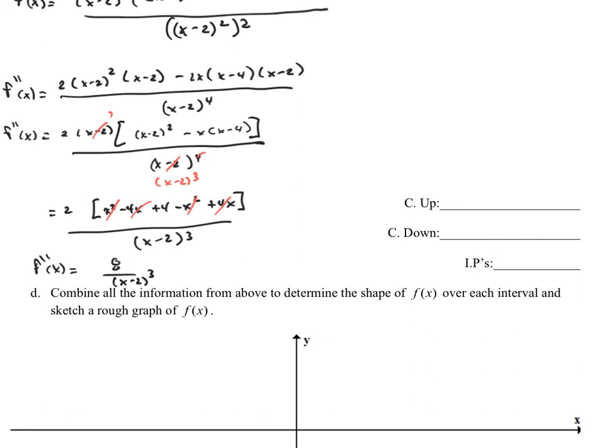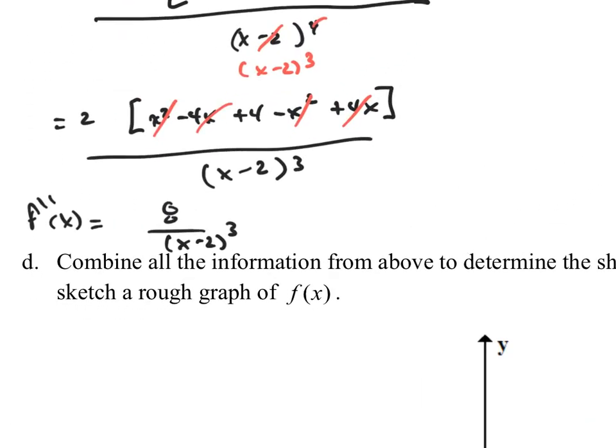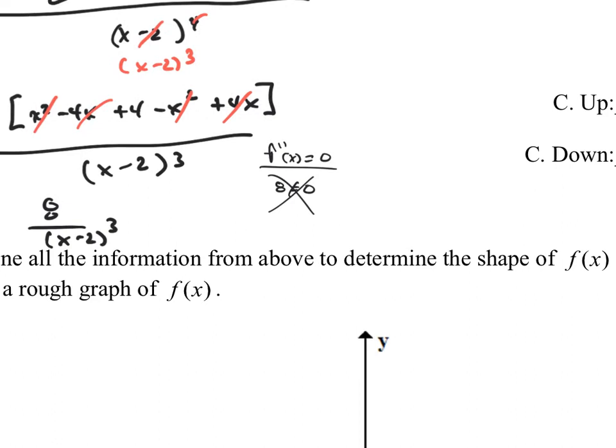So that's my second derivative, nice and simple, 8 over (x minus 2) cubed. Again, I need to know, when is the second derivative equal to 0? Well, that's when the numerator equals 0. 8 cannot equal 0, so that never happens. My second derivative is never equal to 0.